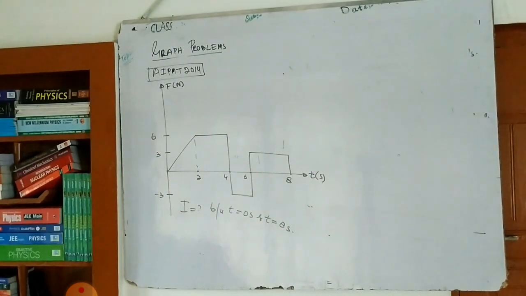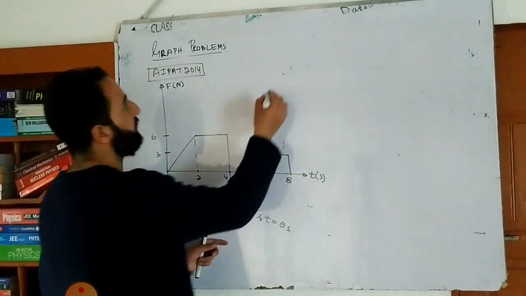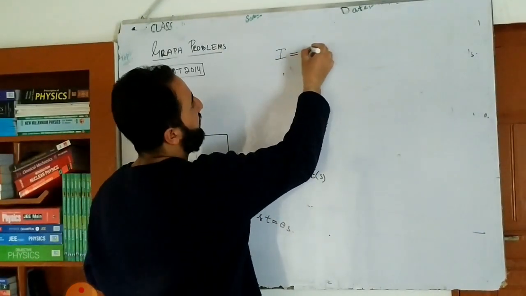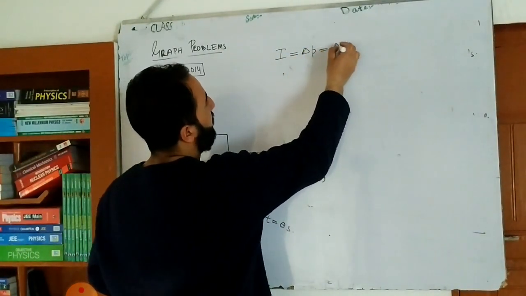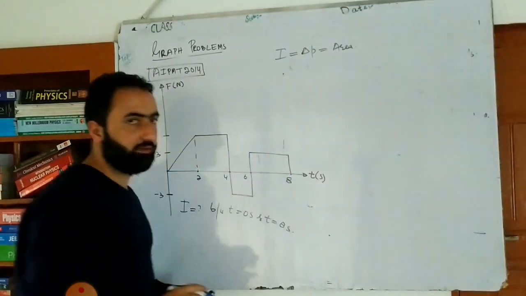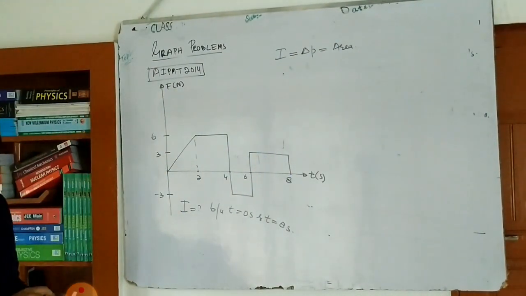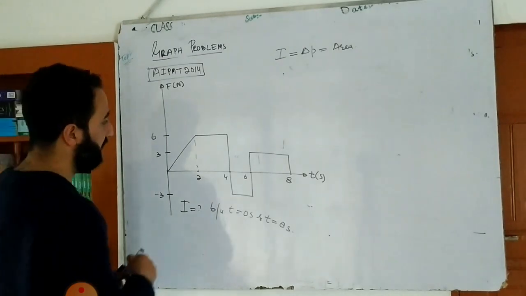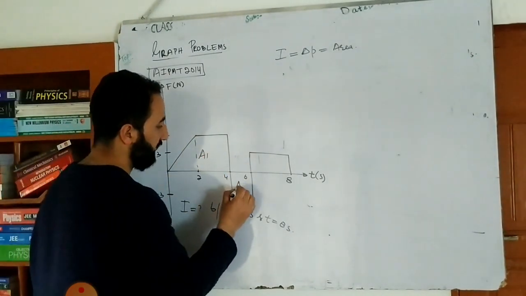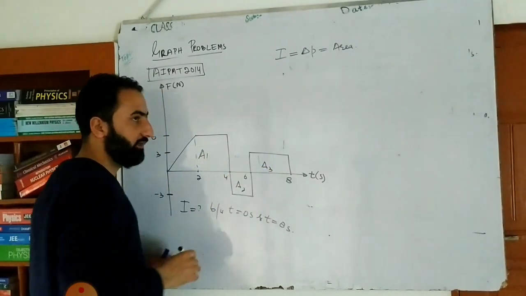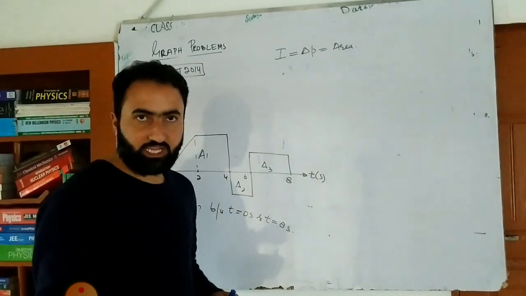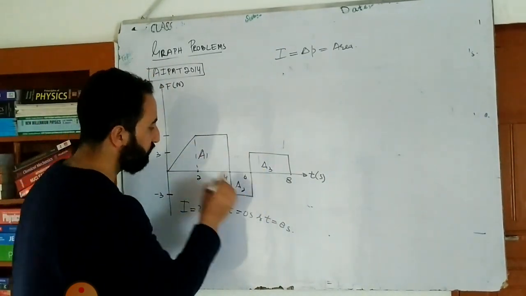So this was asked in AIPMT 2014. Okay, so let's do it quickly. Impulse is simply equal to the area, delta p, which is the integral of F dt, and that's equal to area. As simple as that. So let's calculate the area. Suppose this area is A1, this is area A2, this is area A3. First of all we will calculate the areas A1, A2 and A3 separately, then take this positive, this negative.